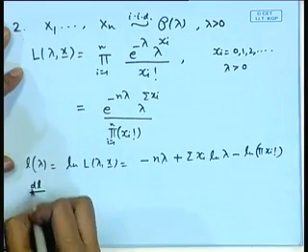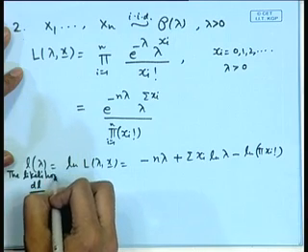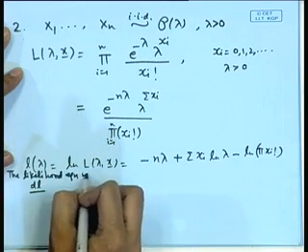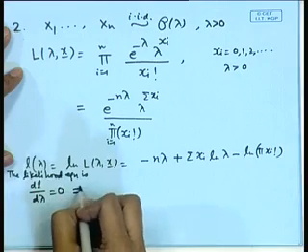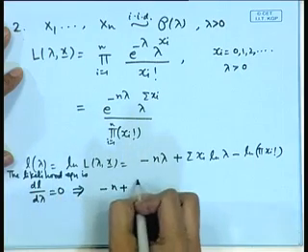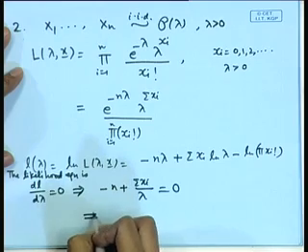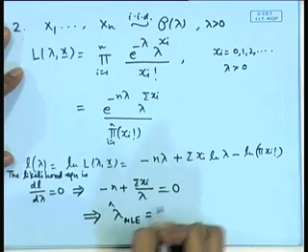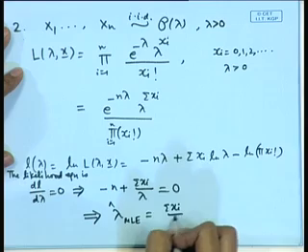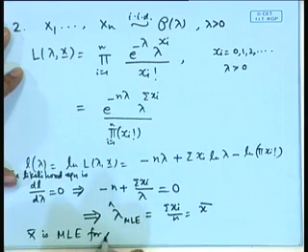So, the likelihood equation dl by d lambda is equal to 0, that is minus n plus sigma x i by lambda is equal to 0. So, the solution of this gives lambda hat MLE is equal to sigma x i by n, that is x bar. So, x bar is the maximum likelihood estimator for lambda.